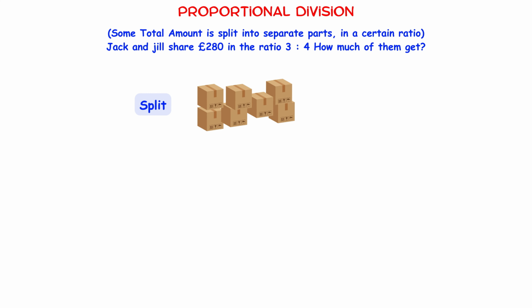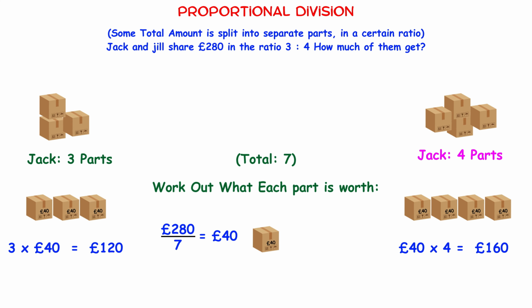Now, there's a couple of different ways that you could do a question like this, but in my opinion, the easiest way to do it is to imagine the 280 pounds being split into a number of different parts, with Jack getting 3 of those parts and Jill getting the other 4 parts. This means that there's a total of 7 parts. And so, to work out what each part is worth, we need to take the total amount of money, the 280 pounds, and divide it by the total number of parts, these 7, which will give us 40 pounds, meaning that each part has a value of 40 pounds.